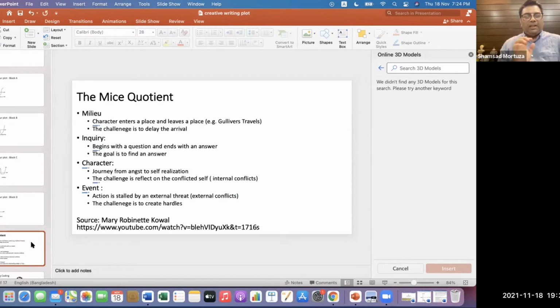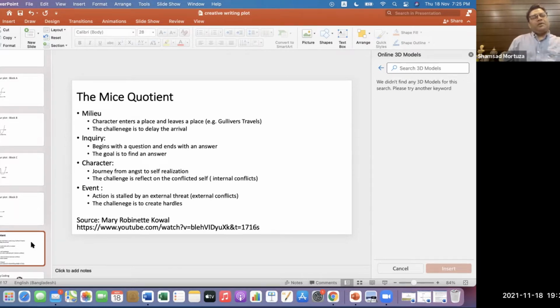So let me move to another way of describing plot. This has been done by Mary Robinette Kowal, from a lecture on creative writing, on short stories, actually science fiction. She uses computer coding in order to describe plot. There are four quarters, the MICE quotient, as she calls it.